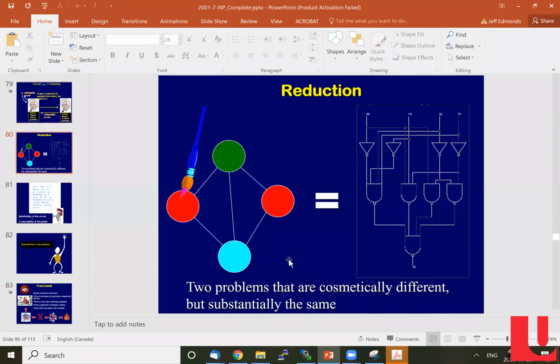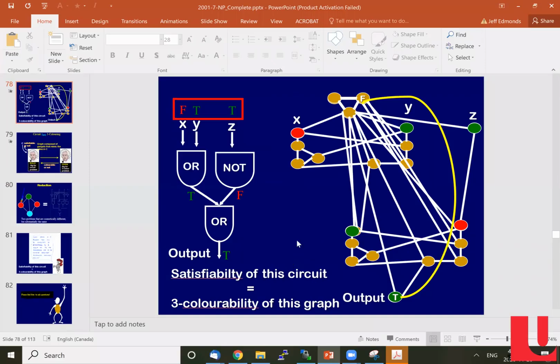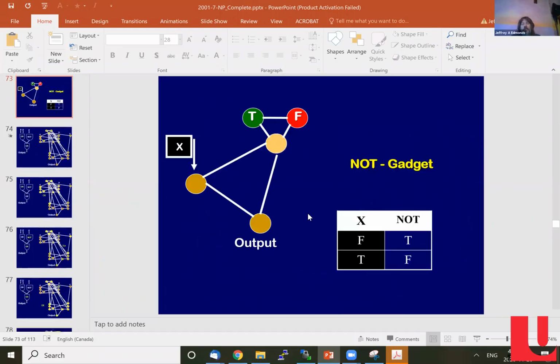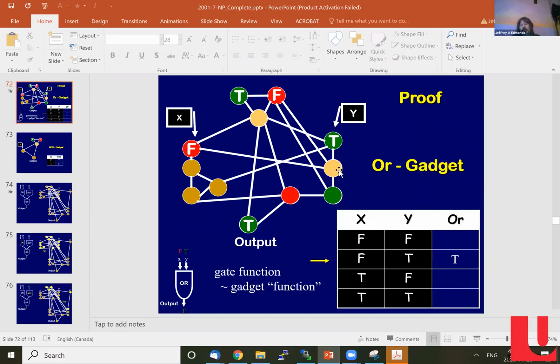Yeah. So for the gadget of the first OR, the second node on the right side, the one below Y, that's connected to both falses. Yeah. But we don't need to worry about that. That's the way the gadget's built. Here are the two input nodes, and this node is connected to both of them.